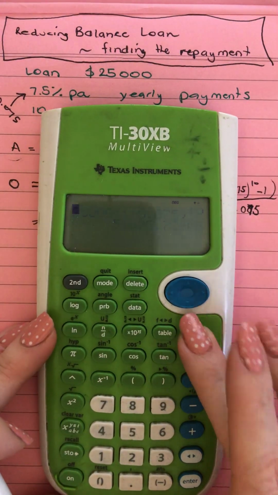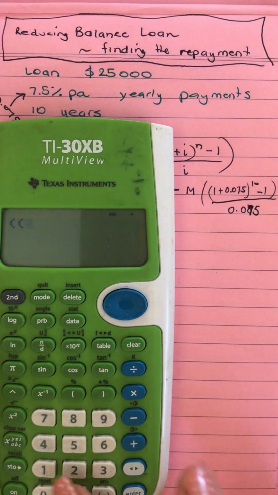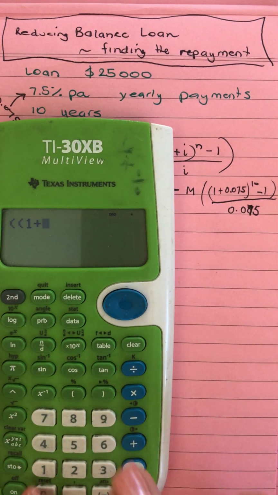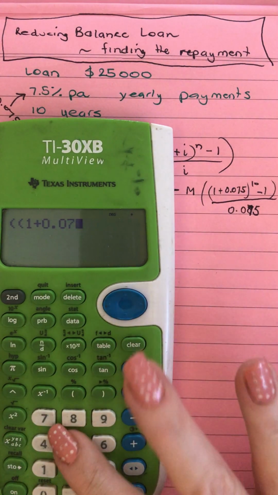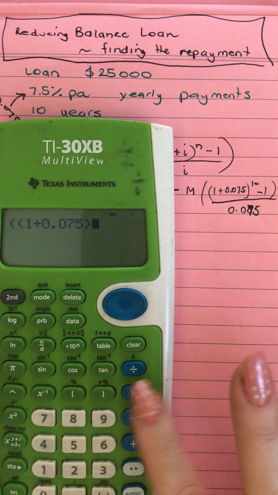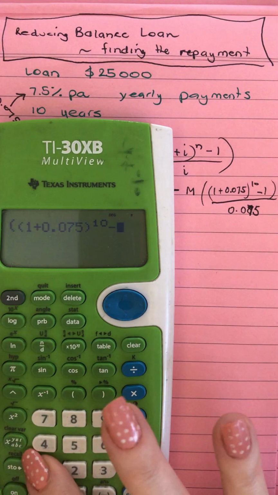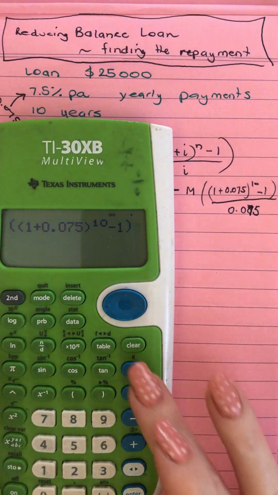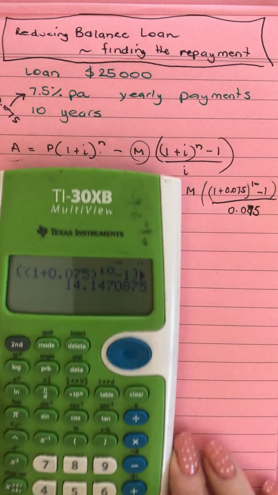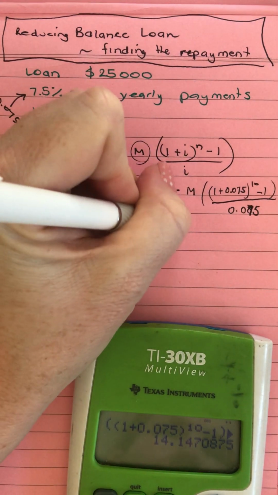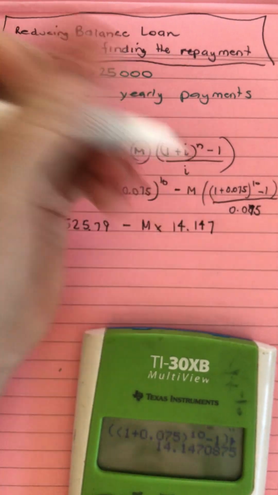And I'm taking away M times, and I'm going to work this part out here. I'm going to put that straight into my calculator as well. So I can open bracket. I can see I've got another bracket, so I'll put that straight in. 1 plus 0.075, close bracket, bracket to the power of 10. I'm going to take away 1, close the bracket, and divide by 0.075. And I get 14.14, and I'm going to keep the 7 there too, 14.147.